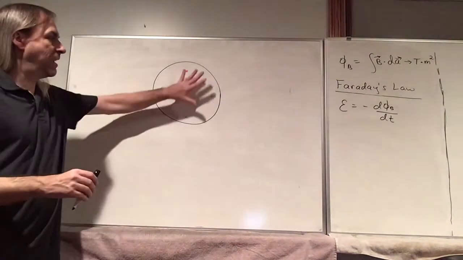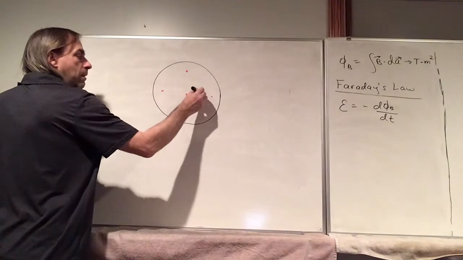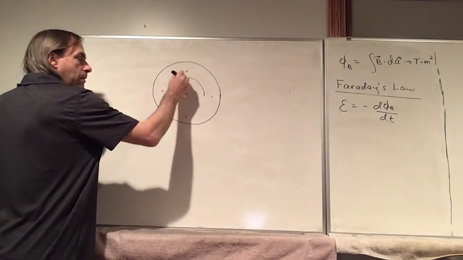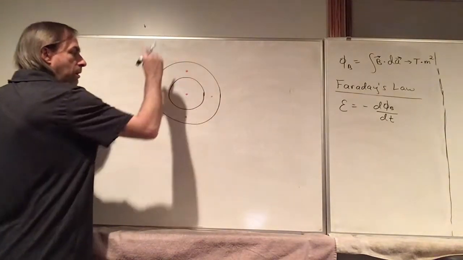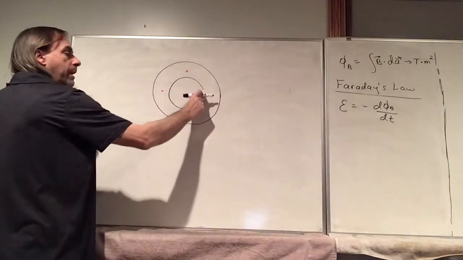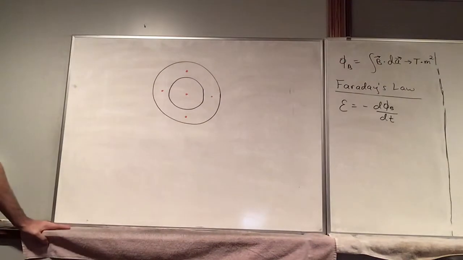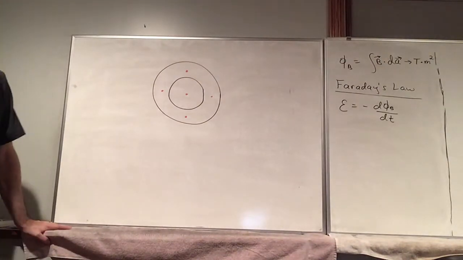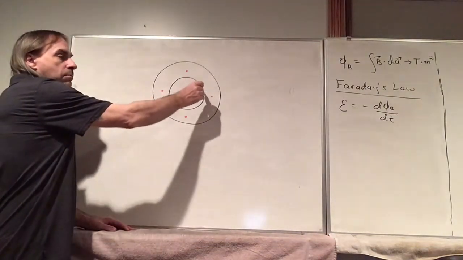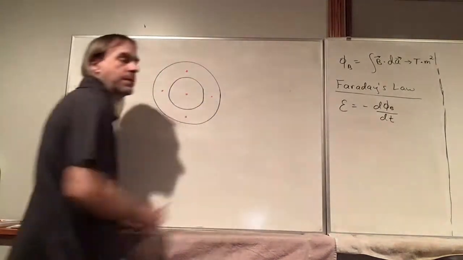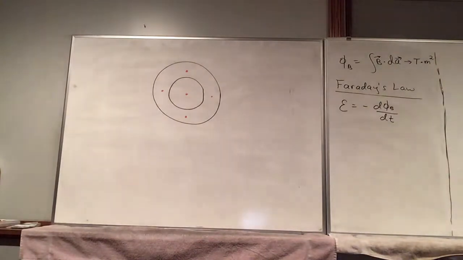So again, let's say we put a conducting ring here. We know that we're going to get an induced current in that ring. But what if we don't have a ring here? Let's just remember the EMF that's around some closed path.